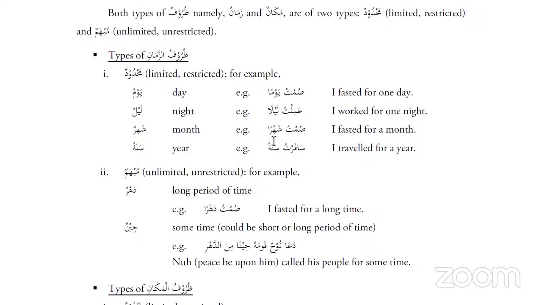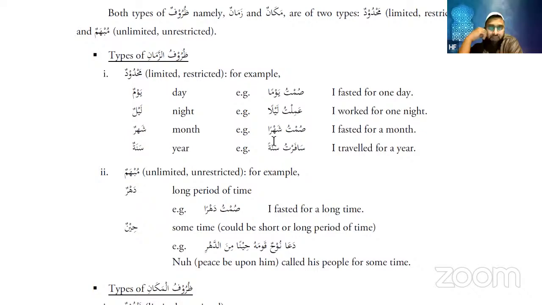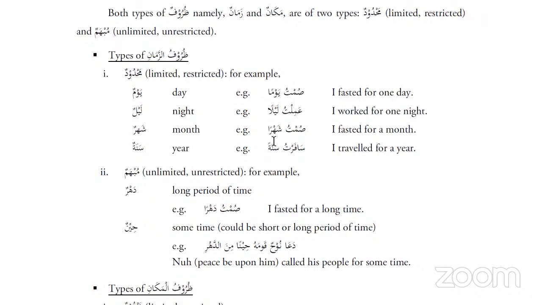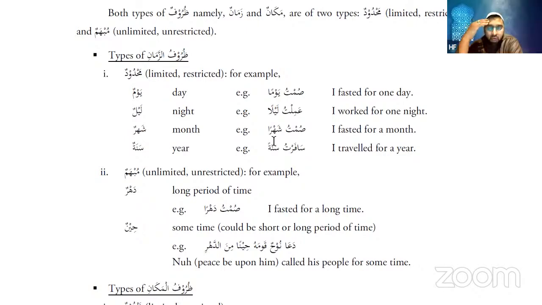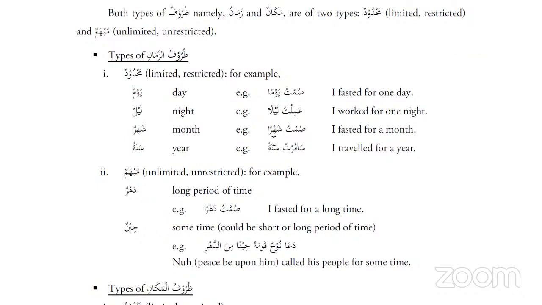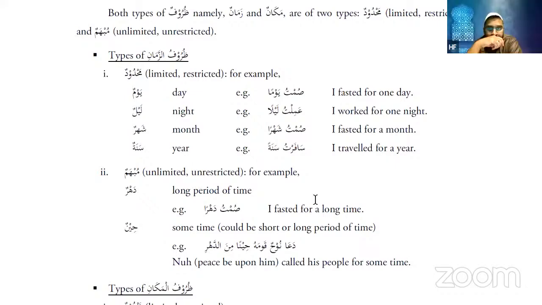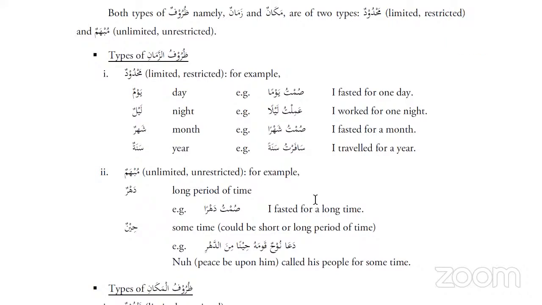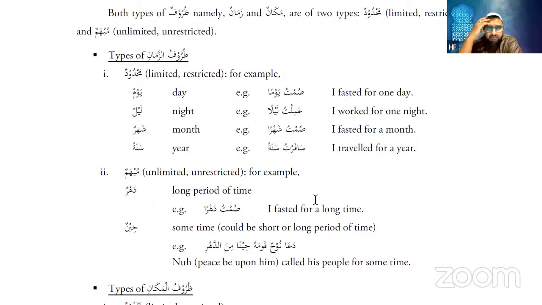Excellent. So day is yawm. Amiltu laylan. I worked for one night. Excellent. So night is the timing, the time. Sumtu shahran. I fasted for a month. So that is again a time, month. And safartu sanatan. I traveled for a year. Correct. So here also a year is the time.